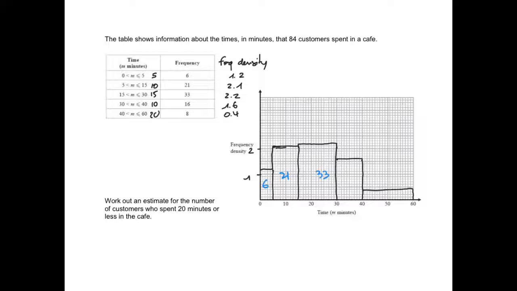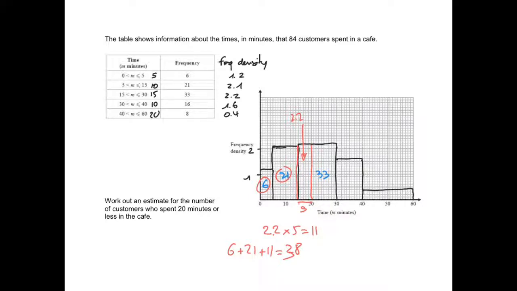We need to estimate the number of customers who spend 20 minutes or less in the coffee shop. So 20 minutes or less corresponds to the left side of this red line. We already have 6, we have 21. We need to work out the frequency represented by this part of the bar. The height here is 2.2 and the width is 5, so 2.2 times 5 makes 11. The total frequency on the left of the red line is 6 plus 21 plus 11, which is 38.